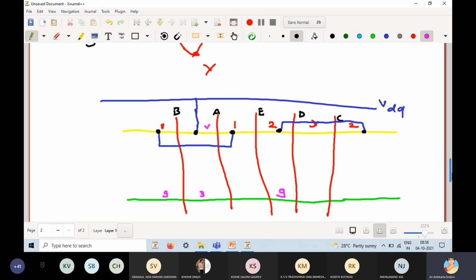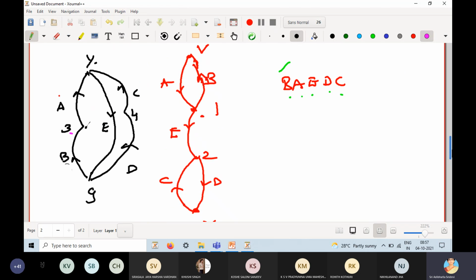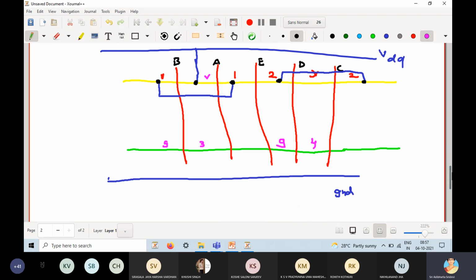Then the CD combination is 4. This is the CD combination. Then what is Y? CAE is Y, so AE is Y, and C is also Y. Then join this to ground, this also to ground.